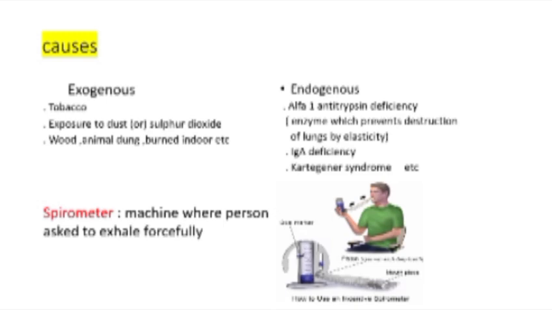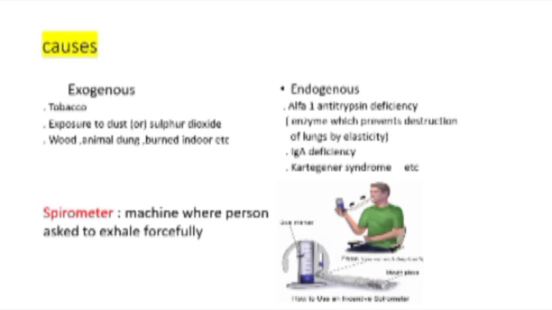In endogenous type of cause, first one is alpha-1 antitrypsin deficiency. How will this enzyme help? This enzyme will prevent the destruction of lung by giving more elasticity for the lungs and alveoli. As there is a decrease in this enzyme, there will be more chances of COPD.